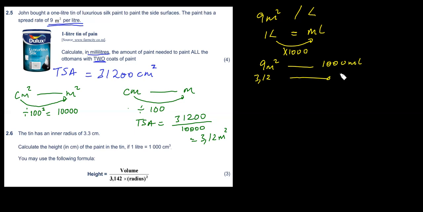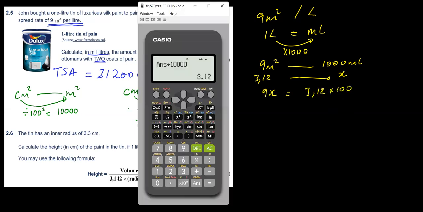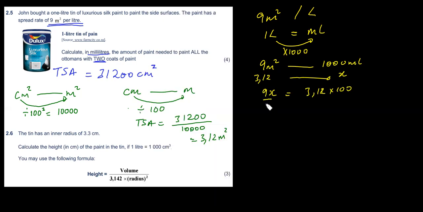It needs what? Here we have our x, so we can just cross multiply there and see how much we need in milliliters. So 9x is going to be equal to 3,142 times 1,000. Then let's see what we can get there. We divide everything by 9, we cancel.